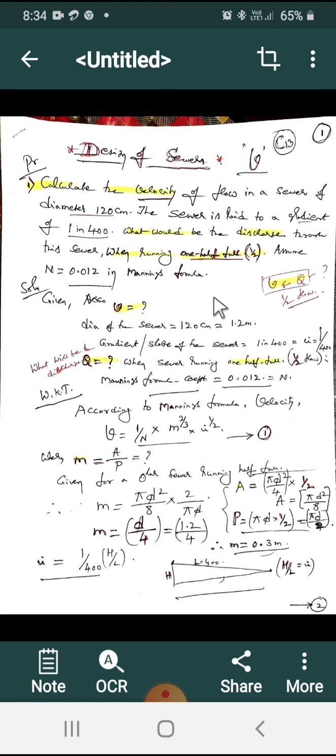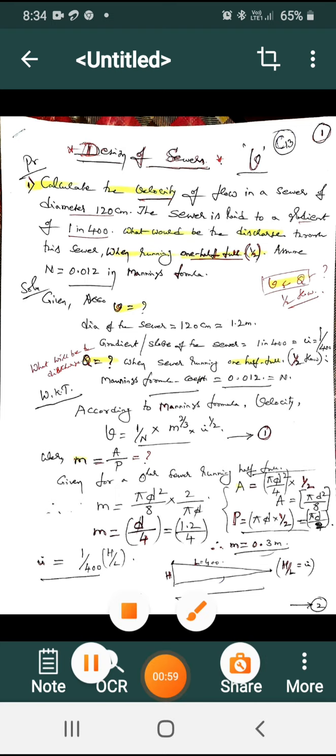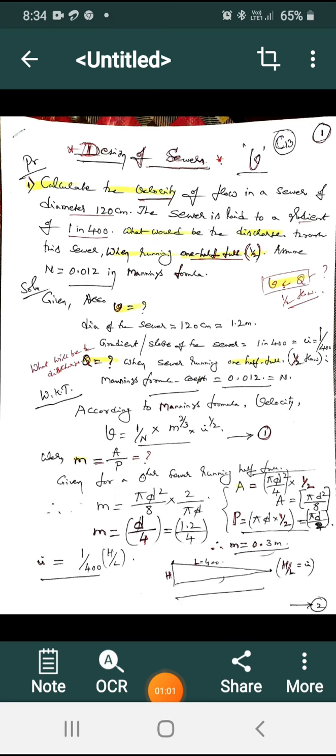There are two types of velocities you have to consider. One is the minimum velocity, another is the maximum velocity. Do you know when the minimum velocity is required? The minimum velocity is nothing but the self-cleansing velocity, and the maximum velocity is nothing but the non-scouring velocity.